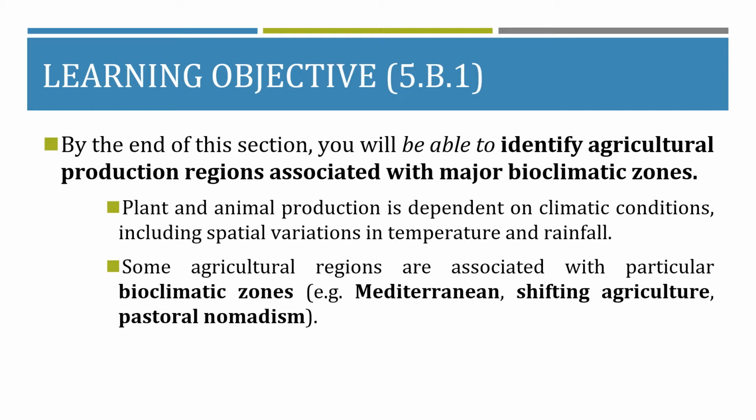Plant and animal production is dependent on climatic conditions, including spatial variation in temperature and rainfall. Some agricultural regions are associated with particular bioclimatic zones. So Mediterranean agriculture only happens where you have Mediterranean climates. Shifting agriculture usually only happens in places that have tropical climates. Pastoral nomadism only happens in arid or semi-arid climates. You do need to know those types of things by the end of this chapter.